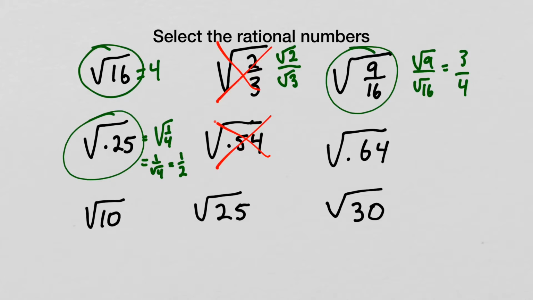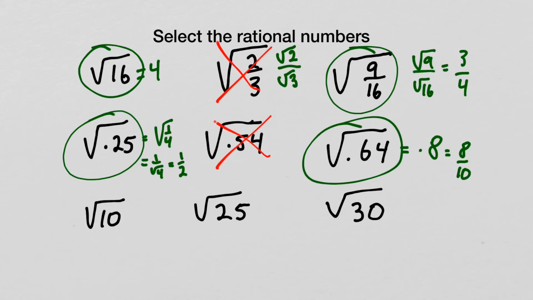Now, the square root of 0.64. I'm going to put this one in my calculator and see what that comes out to be. So the square root of 0.64 comes out to be 0.8. So that comes out to be 0.8 after the square root. Well, 0.8 is the same as 8/10. So this one would be a rational number.